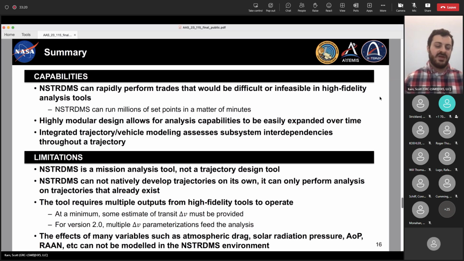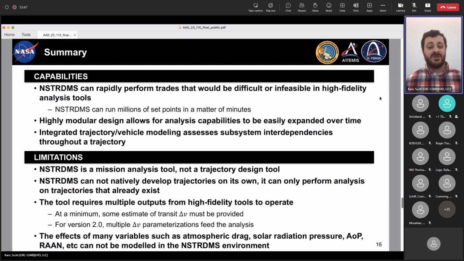But part of that is that NSTRDMS carries a lot of limitations as a low fidelity tool. It's a mission analysis tool. It is not a trajectory design tool. So NSTRDMS cannot natively develop trajectories on its own. It can only perform analysis on trajectories that already exist. So at minimum, we need some sort of delta V parameterization with which to feed NSTRDMS so that it can go off and do all of its analysis.